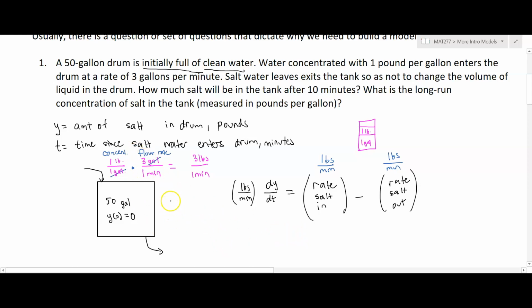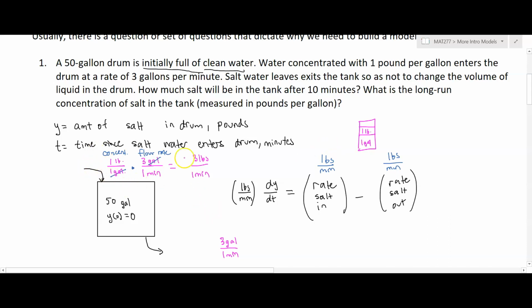Now what I have coming out gets a little bit more complicated, because initially we might think that if you put in 3 pounds and you're pushing the same amount of water in as you are out, because it says here salt water leaves the tank so as not to change the volume of liquid in the drum, we do know that the flow rate out is also going to be 3 gallons per minute. And this way, if you have 10 gallons per minute coming into your tub and 10 gallons per minute leaving your tub, then that water level should never change. It should remain at whatever it was when you started this process.